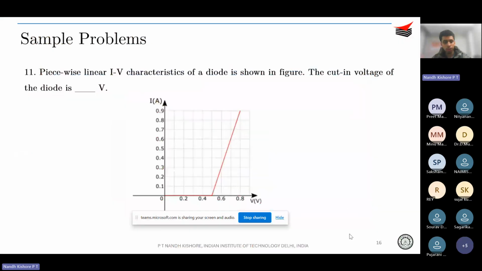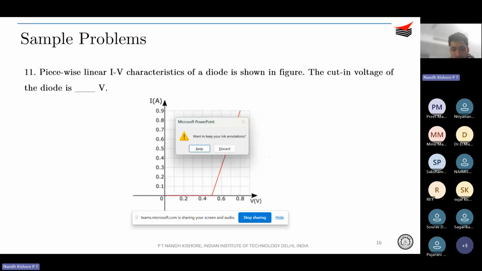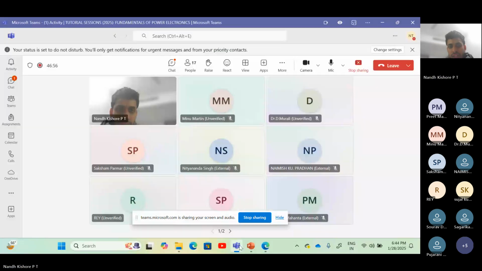Okay. So we will jump right into the numerical problems. This question is pretty simple, and I'm sure all of you know. The piecewise linear IV characteristic of a diode is shown in the figure. The cut-in voltage of the diode is dash. First, let me check if I have unmuted. Yeah, I'm unmuted.